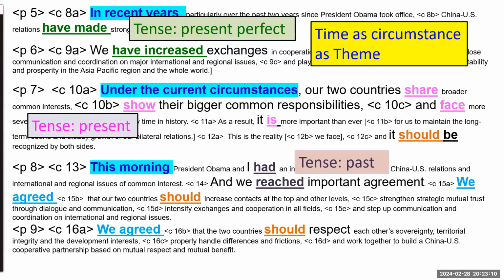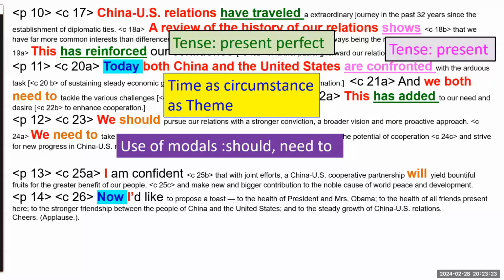We had, we reach, I had, we reached, we agreed. Again, that repetition. Again, what did they agree? Paragraph 10, again, we shift back then to present perfect and present tense together. And we have today. And we notice something else, the use of modals, should, need to. We see that in paragraphs 11 and 12. We saw that in his welcome speech, right? Should, repeating so many times, should. He's repeating it here as well, the use of that modal auxiliary.